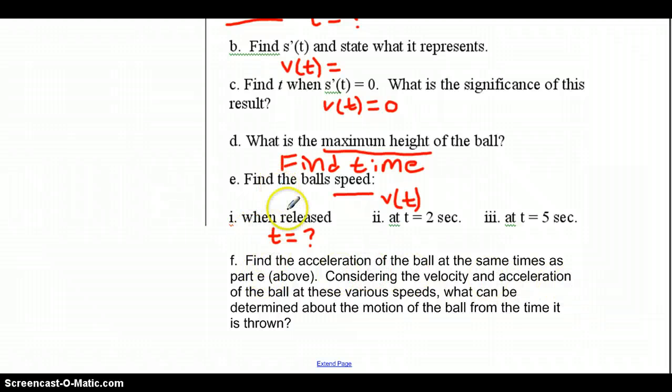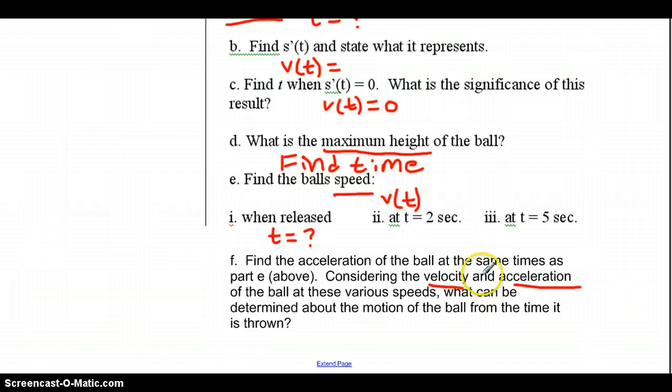So find the velocity, and you'll have to find the acceleration when the time is released, the time is 2 seconds, the time is 5 seconds. Considering both the velocity and the acceleration that you find, figure out what you can determine about the motion of the ball from the time that it's thrown. So as soon as it leaves the person's hand, your hand, whoever tosses the ball upwards, what is happening to it? Is it speeding up? Is it slowing down? And then see if the work that you find actually supports what you would think would happen. If you toss the ball upward, you can try to toss your pencil right now.